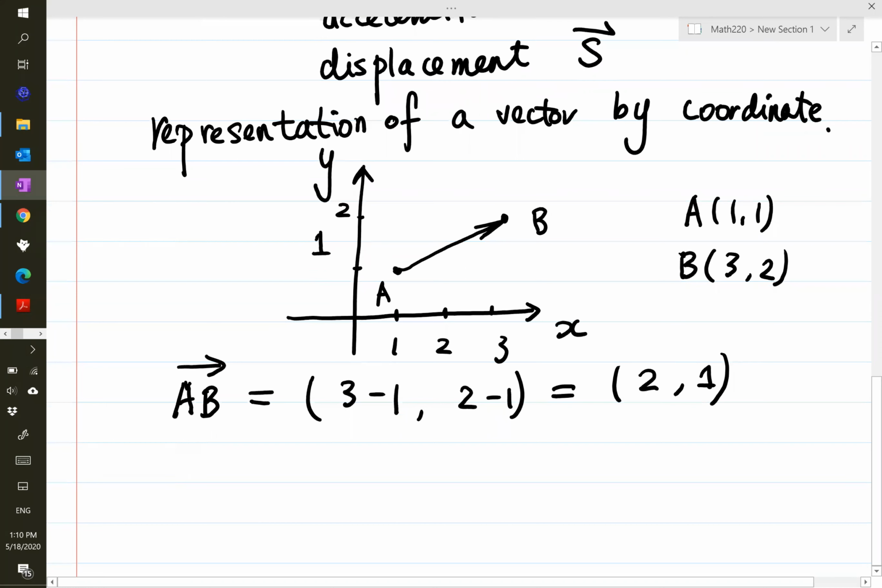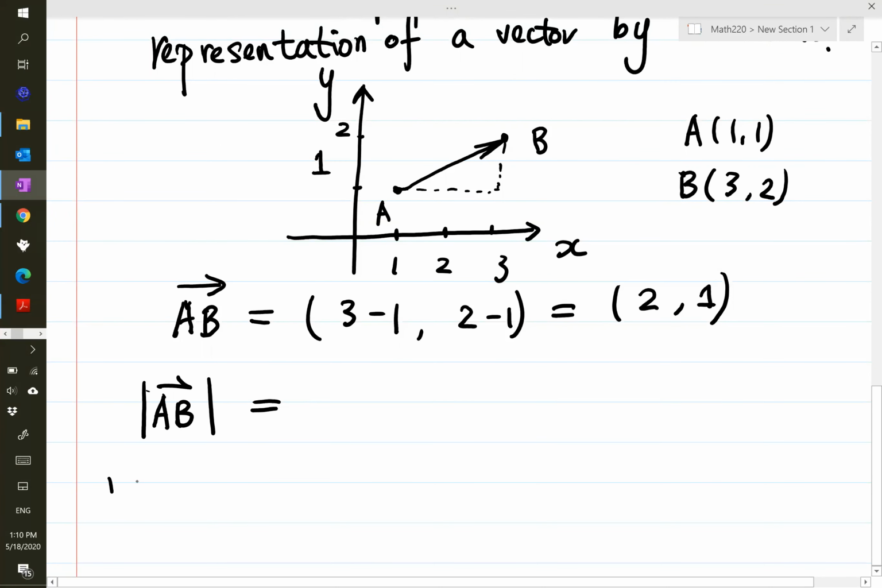Very easy. Now, how do we get the length of the line segment, the magnitude of this vector? That's very easy. We can apply the Pythagorean theorem, or the distance formula between 2 points. The length of the line segment is the magnitude of AB, or you call it the norm of AB.